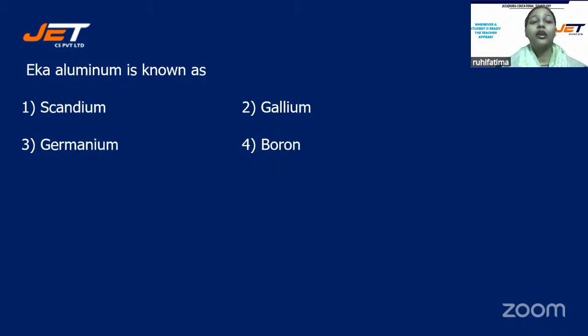Next question. Eka aluminium is known as, and your options are: option number one, scandium; option number two, gallium; option number three, germanium; or option number four, boron?